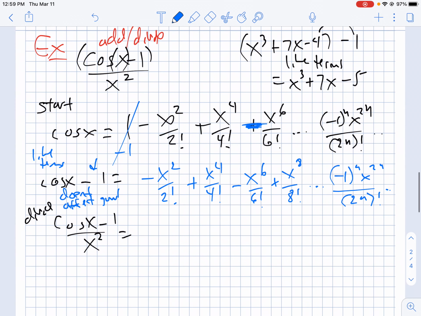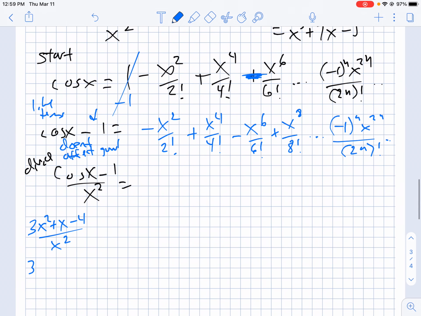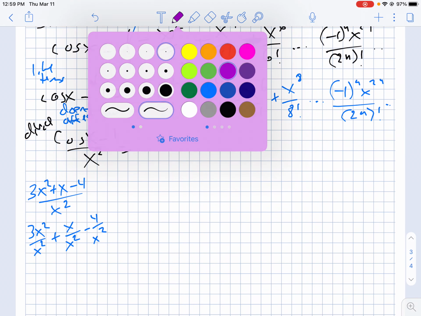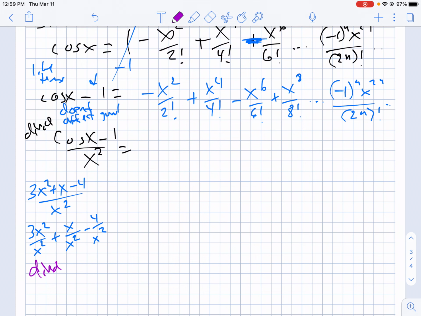Now, my last thing is I divide. Well, what do I do, right? If I have, like, 3x squared plus x minus 4, and I divide by x squared, you're just dividing each term by x squared, right? That's how division works with polynomials, and that's how it's going to work with series as well. So that's what we're going to do. Now, let's choose, purple's good. We'll divide each term by the x squared. So when I get to this, I'm basically saying, let's put this over an x squared. So we're going to divide each term of the series by an x squared.